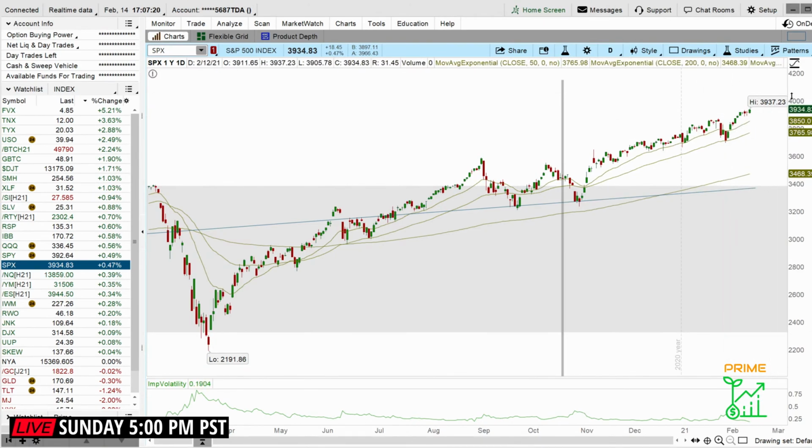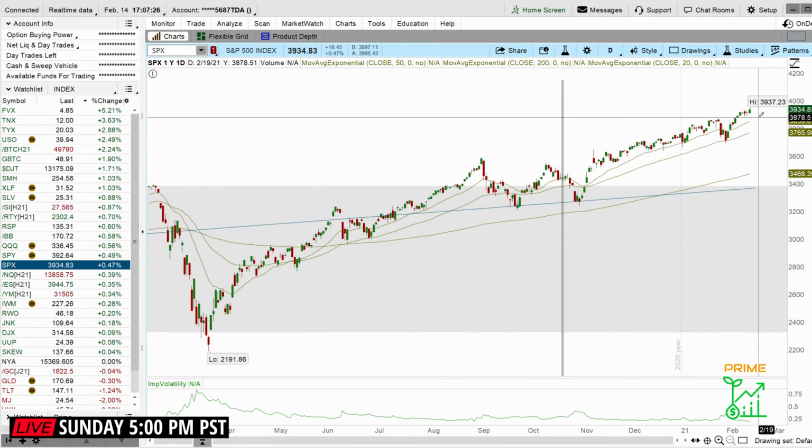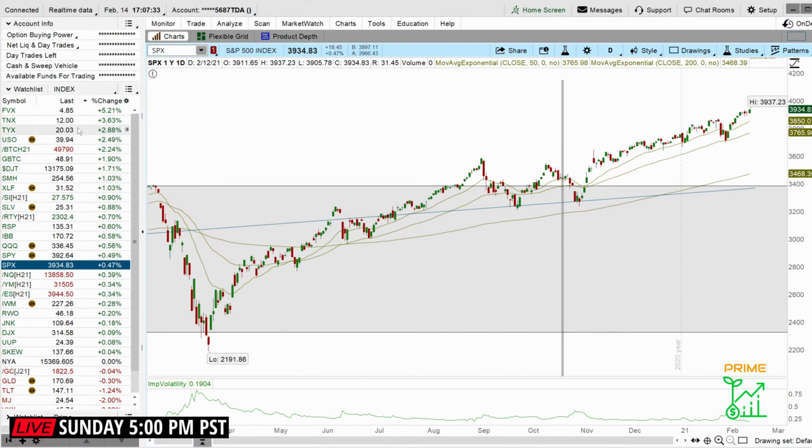Coming into the $4,000 price range. Do I think we'll hit $4,000? I don't know. I don't know if we're going to hit 4,000. I'm kind of targeting that, eyeing that. Doesn't mean I'll short at that, but that's what I'm kind of looking at. And if we look across the board, this is the SPX.